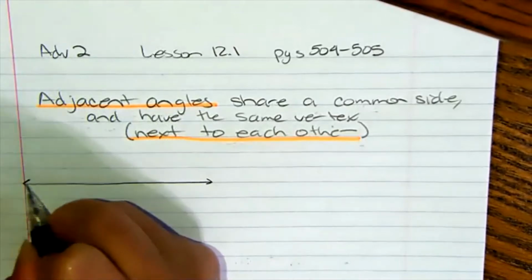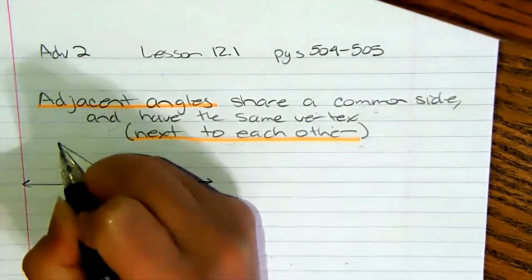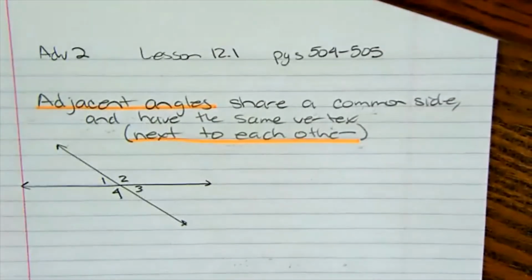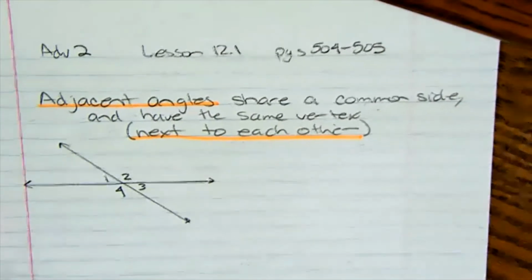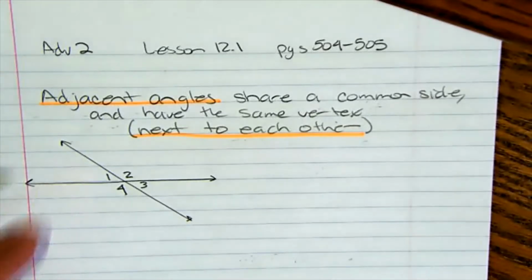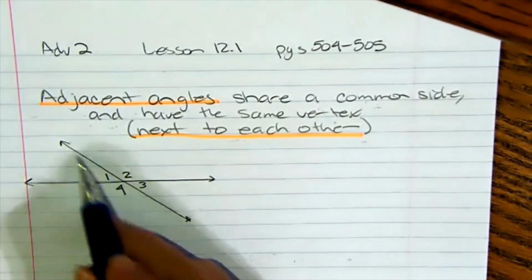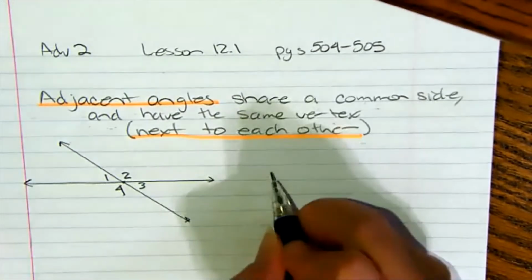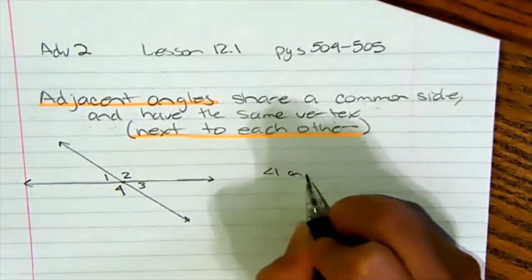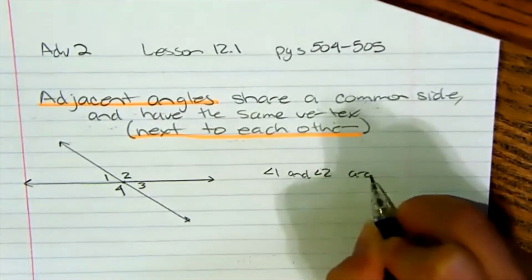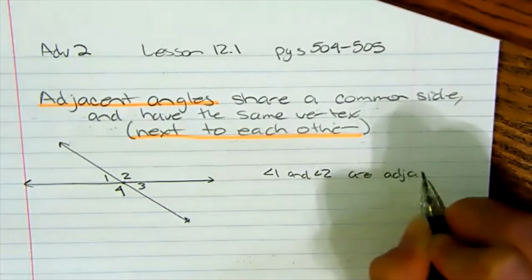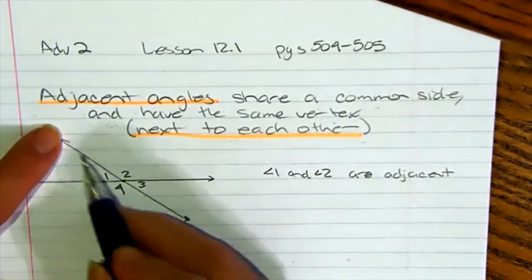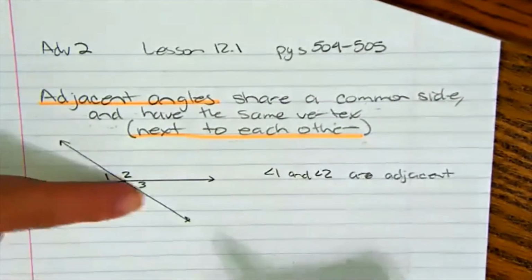Well, angle 1, 2, 3, 4. So adjacent angles are angles that are next to each other. They share a common side and they have the same vertex. So we can say angle 1 and angle 2 are adjacent. They share a side and they share the same vertex.